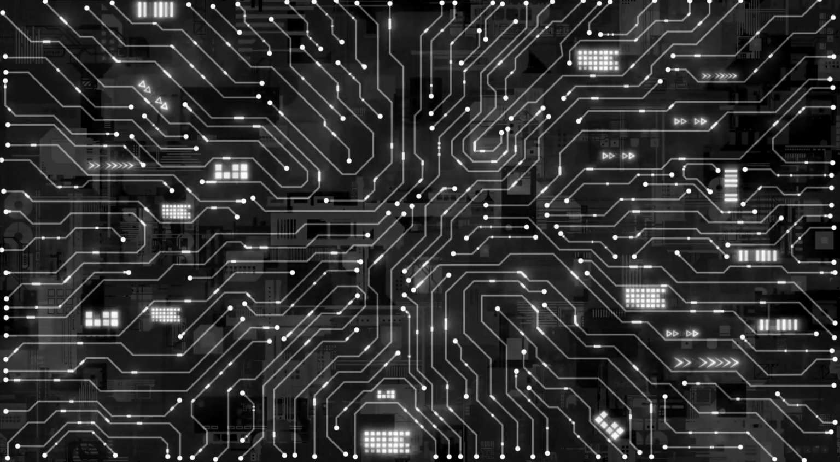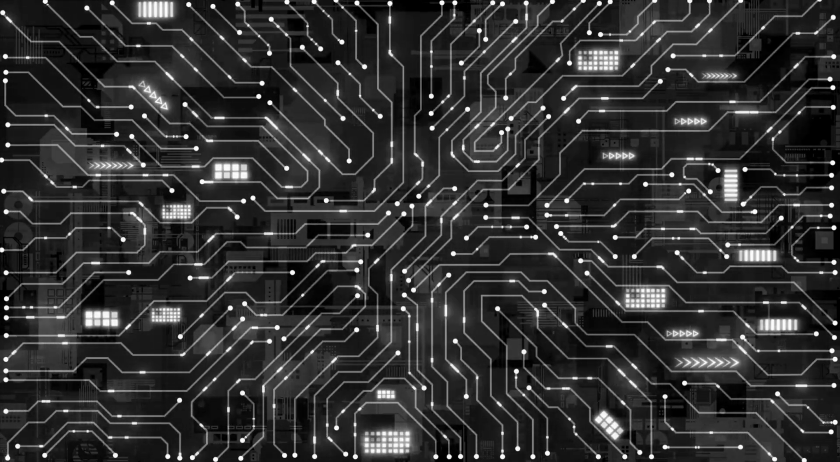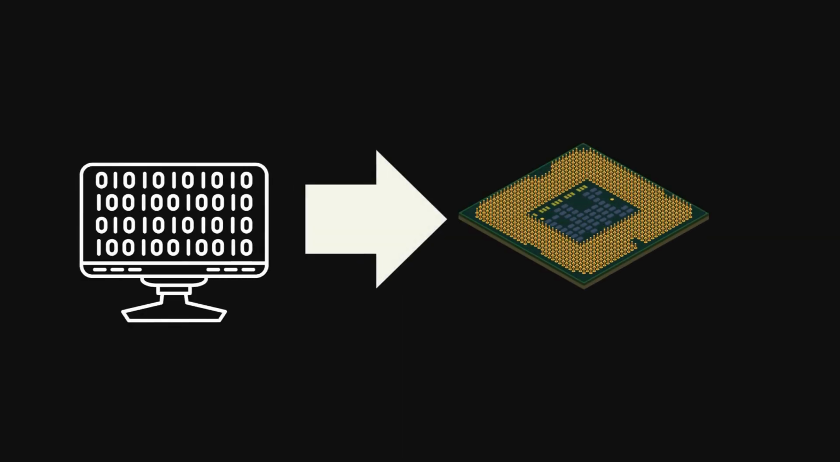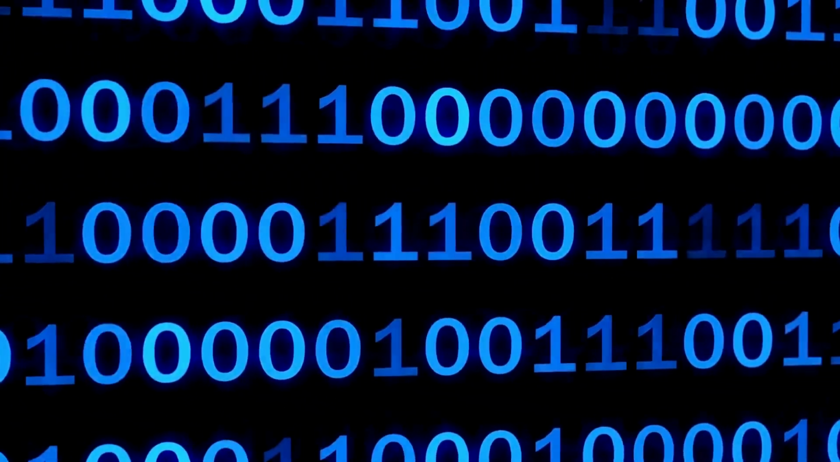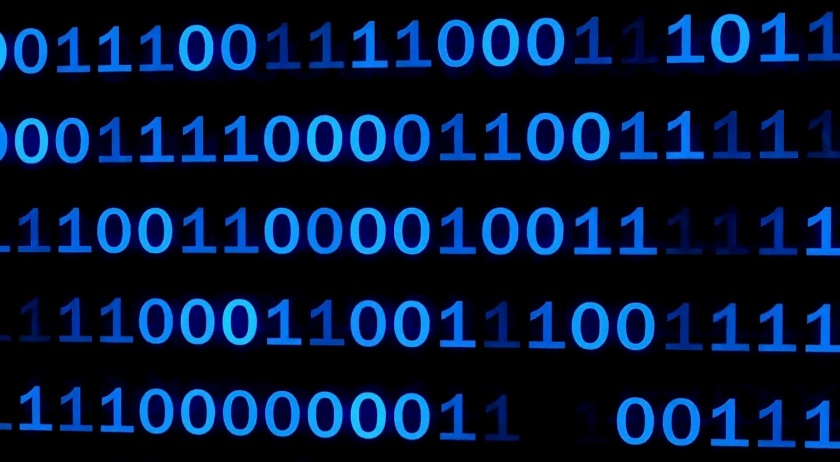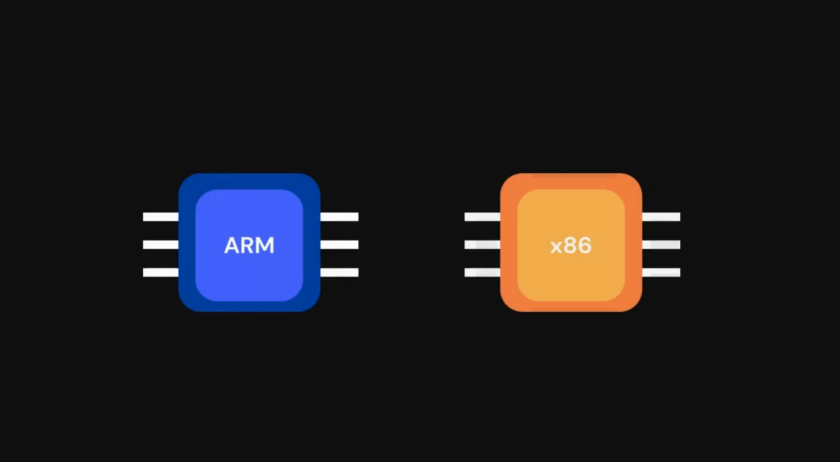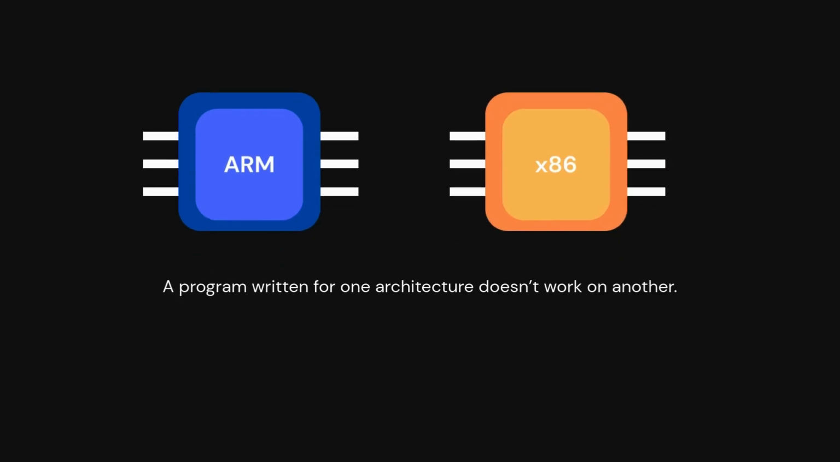Now, we need a way for the CPU to understand what we want it to do. Every CPU has a specific set of instructions it can execute, and using these instructions, we can create programs that the CPU will run. These low-level instructions are known as machine code, a long sequence of 1s and 0s. Every CPU architecture has a different set of instructions. A program written for one architecture doesn't work on another.